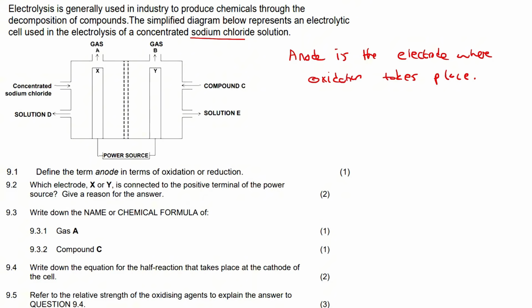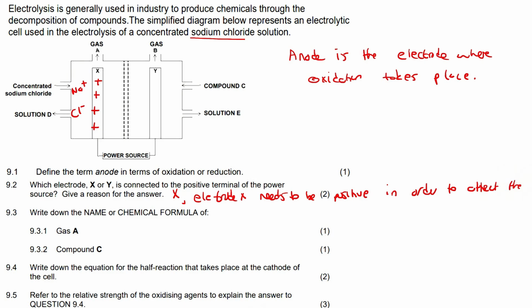Well, we just learned now that we know that this is the sodium chloride, which is the Na and Cl minus. Now we wanted the Cl minus to be attracted here, remember? So that means that this one has to be positive. So it's going to be electrode X. Now what's the reason for that? We can just say that electrode X needs to be positive in order to attract the Cl minus ions.